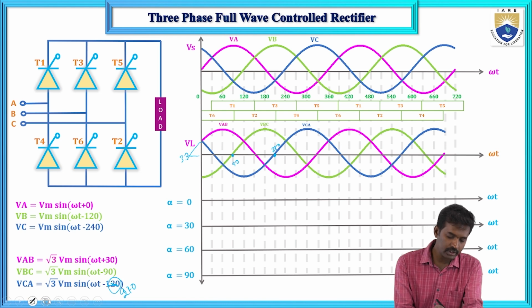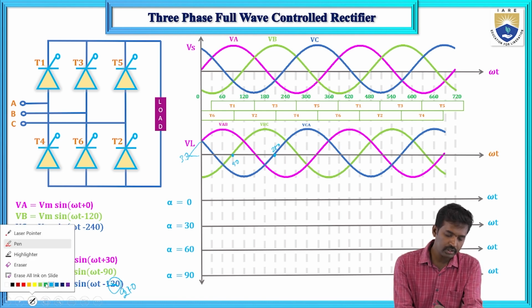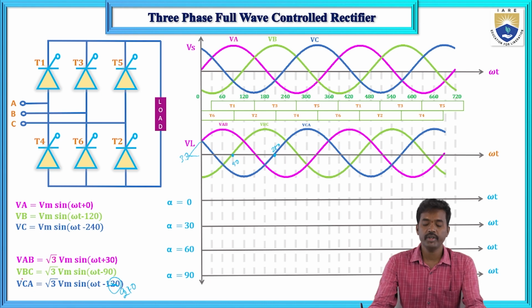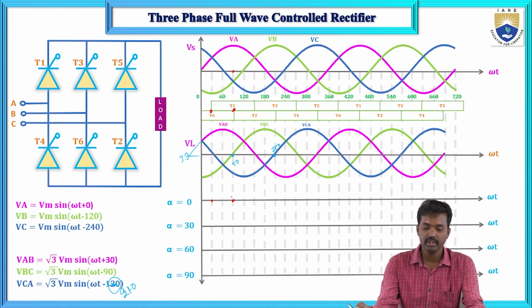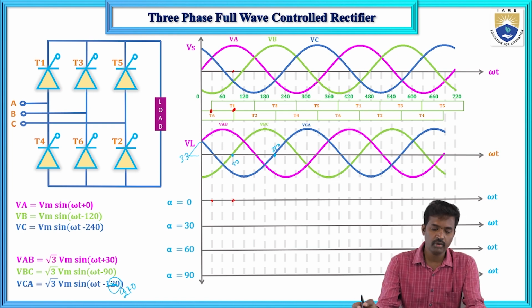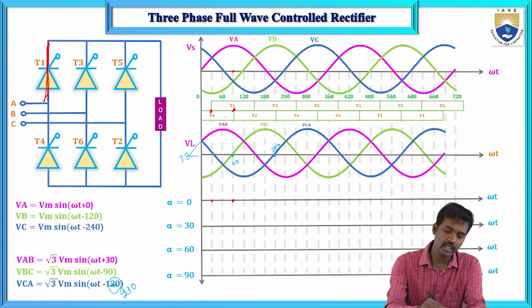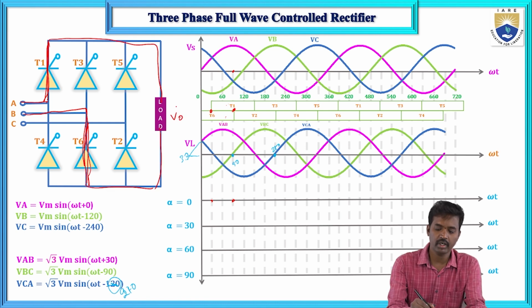Let me change the color over here. So the first one is red color. Now how will it work? From 30 to 90 degrees, which thyristors will conduct? One compulsory from the upper group and one from the lower group will conduct. T1 and T6 will conduct. This is the T1 thyristor and this one is the T6 thyristor. This is the output voltage. V0 equals VA minus VB, so that is VAB.